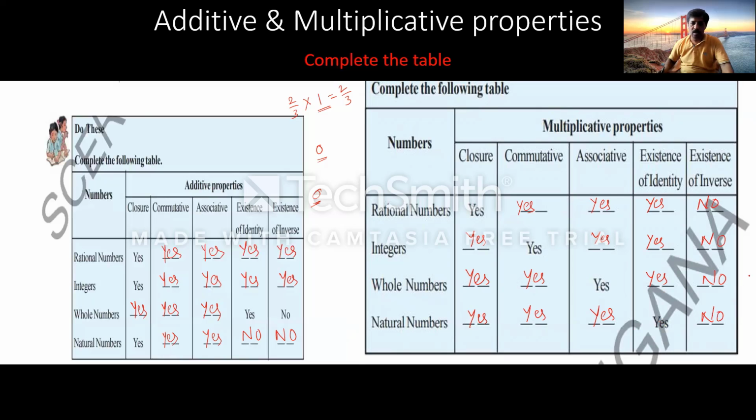In this way, we filled in all these types of numbers, whether they satisfy these properties with respect to addition and multiplication.